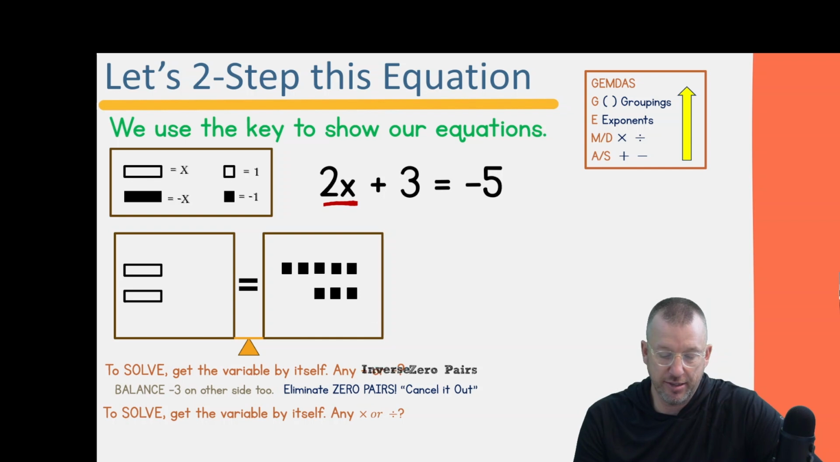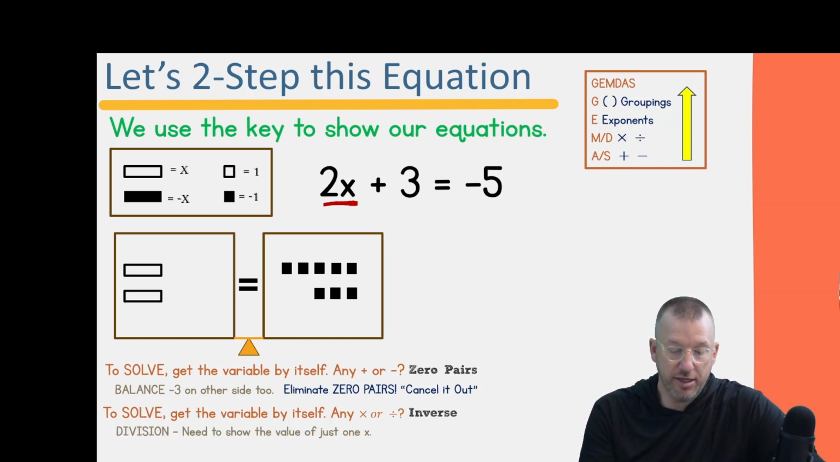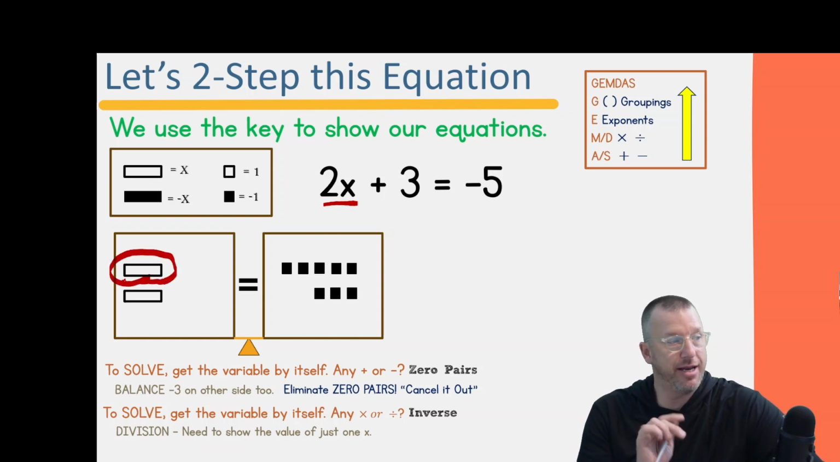So we're going to do the opposite of that. Okay, and inverse, we're going to divide it. So look what we have. In order to solve this problem, we need to show the value of just one x. Remember the last problem had x equals, and then there's numbers on the other side?